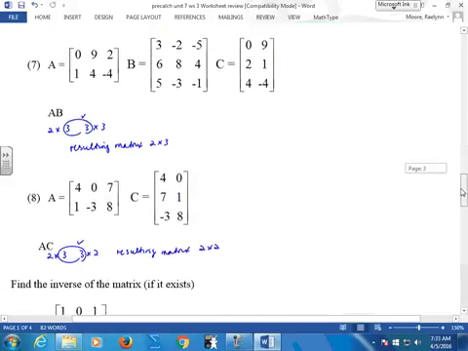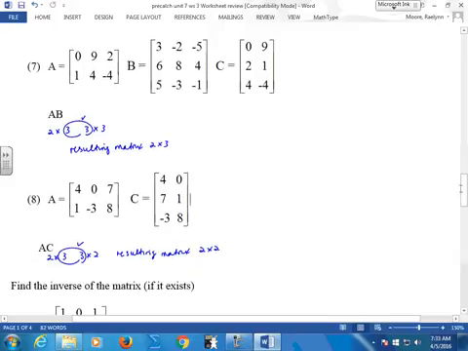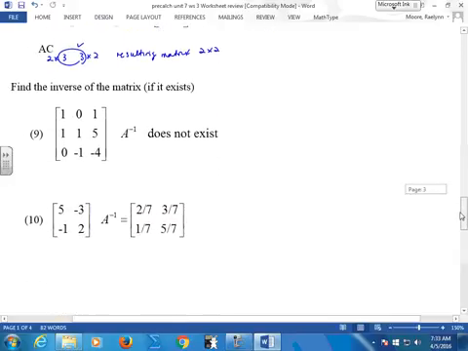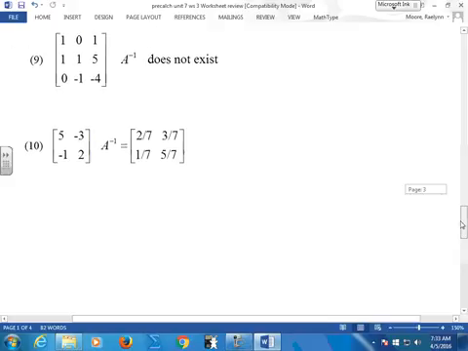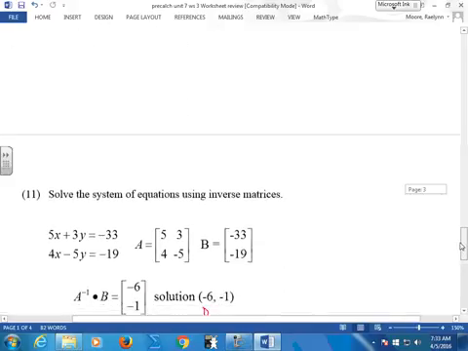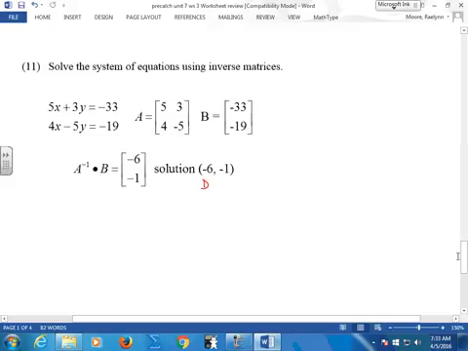I just asked you to see, can you multiply these? Yes, you can. The inverse doesn't exist, and there's that inverse. Using inverses. Everybody good with this?